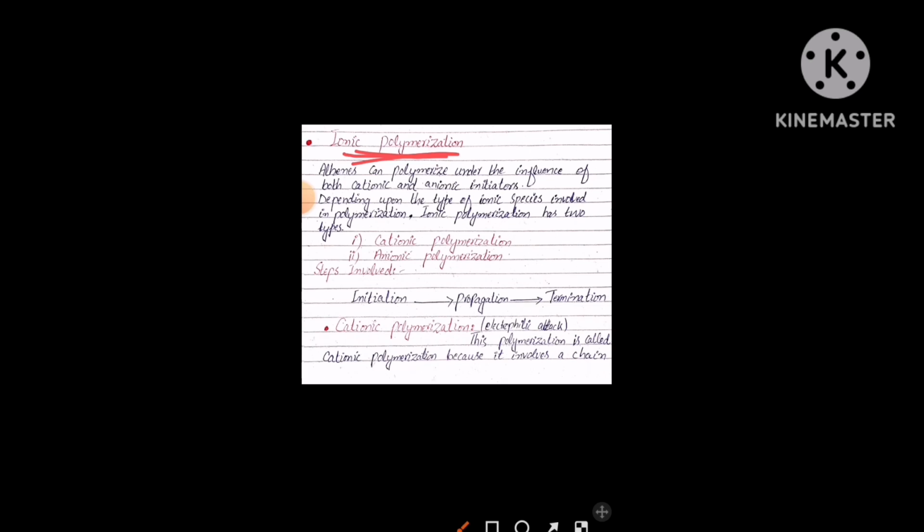In this type of polymerization, alkenes can be polymerized under the influence of both cationic and anionic initiators. Depending upon the type of ionic species involved, ionic polymerization has two further types: cationic polymerization and anionic polymerization. Like the earlier one, the steps involved are initiation, propagation, and termination.